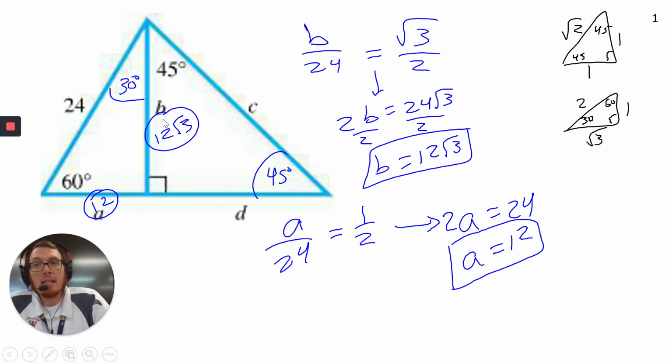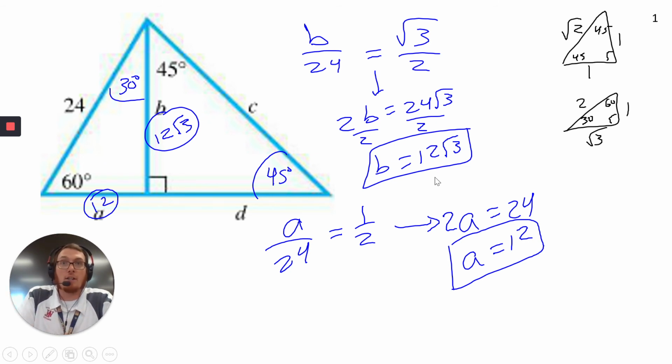To find B, I'm going to use 24, or at least the easiest number that I can deal with. In this case, I could use 12 if I wanted. I'm just choosing to use 24. So B over 24, but now B is across from 60. So across from 60 on my triangle would be root 3, and across from 90 is 2, so that's why I use 3 over 2. I cross multiply and solve, and I get 12 root 3, because 24 divided by 2 is 12.